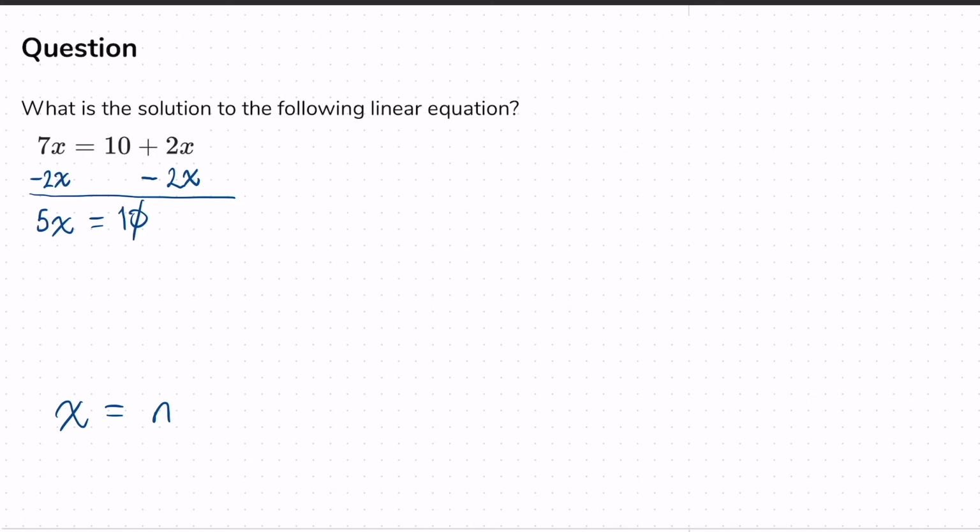Well, 5 times some number equal to 10. So to go backwards from that, I'm going to divide both sides by 5. Do it to the left side, do it to the right side. So that gives me 5 divided by 5 is 1. 10 divided by 5 is 2. And so we've arrived at the kind of situation that I was hoping for at the beginning. X equals 2 is the solution to this linear equation.